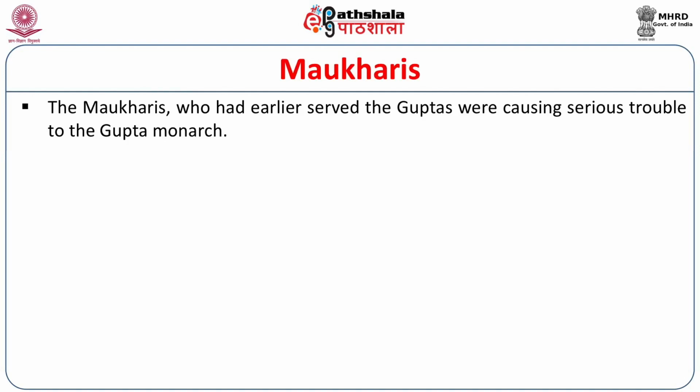Then in the Ganga valley we have the Maukharis. The Maukharis, who had earlier served the Guptas, were causing serious trouble to the Gupta monarch later on.